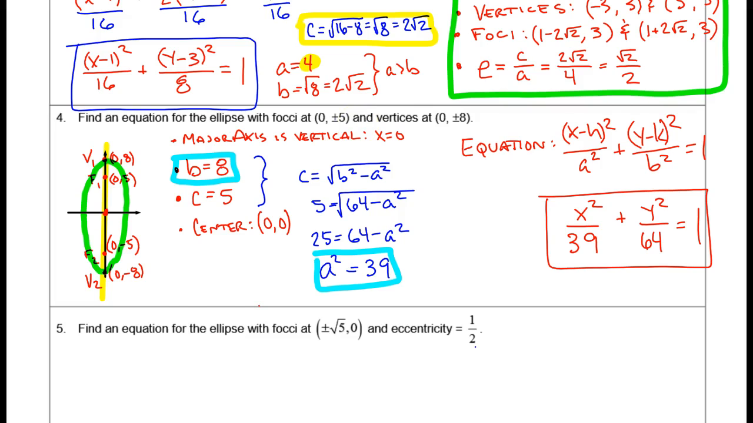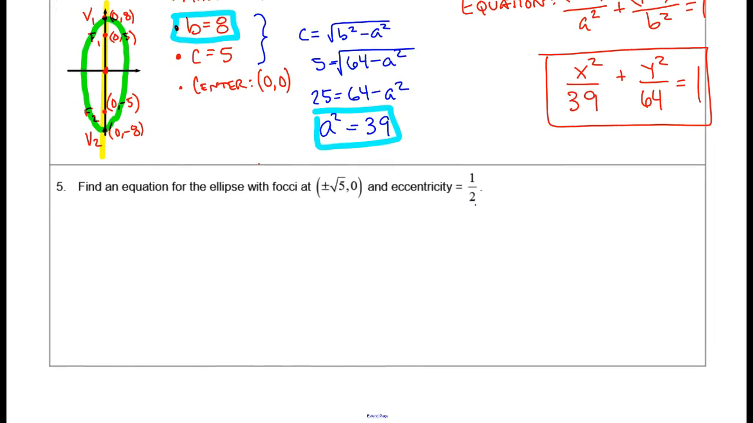All right, folks, almost done here. One last example. Let's see if we can persevere through this one. So let's start. Find an equation for the ellipse with foci at plus or minus root 5, 0, and an eccentricity of 1/2. Okay, so first let's look at this. What kind of information can we get just from the fact that we know where the foci are located? Well, I'm going to go ahead and list everything that tells us.